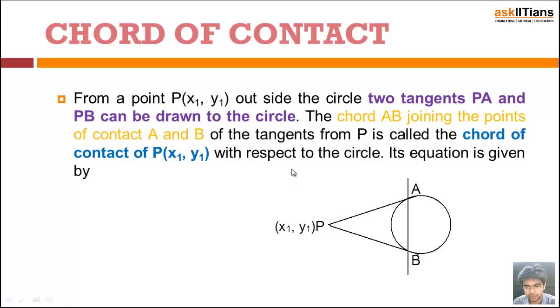We are interested in finding its equation. Its equation is given by T equals 0, where T has its usual meaning that we have in tangents. So T equal to 0 from a point that is outside is a chord of contact. Remember that T equal to 0 has two different forms. If the point is on the circle, it is a tangent. If the point is outside the circle, it's a chord of contact.